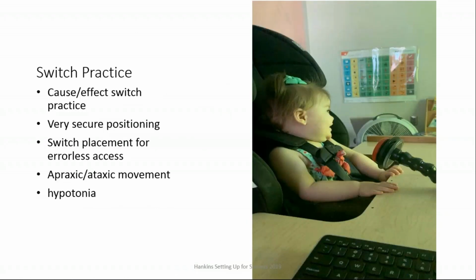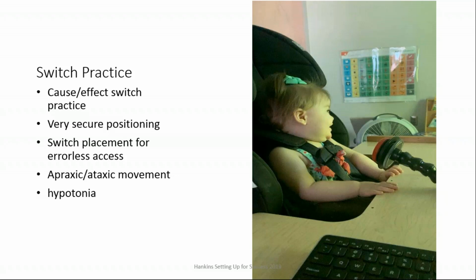So this is Ellis. She is 2 years old in this picture, even though she looks very baby. She's sitting in one of our 5-point harness car seats. We're working on some cause effect switch practice. She has some really secure positioning. You don't see it, but underneath she's got a sock with some rice in it to kind of hold her little legs down. She's got switch placement for airless access.